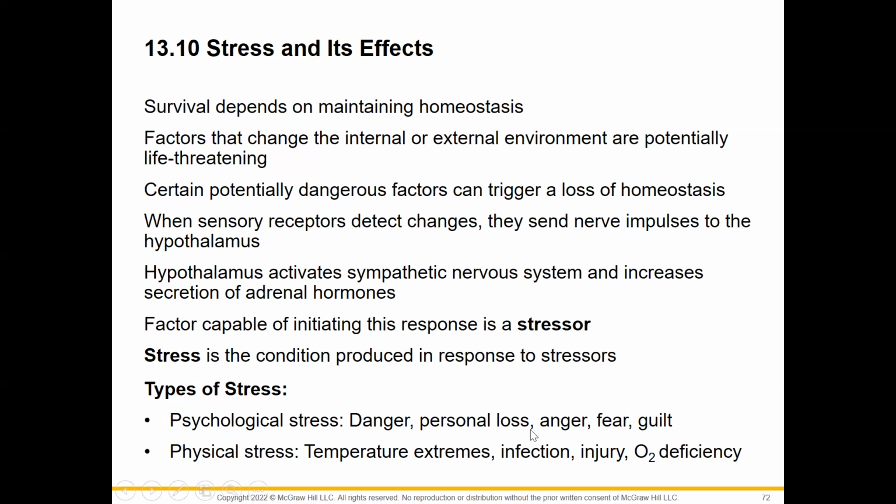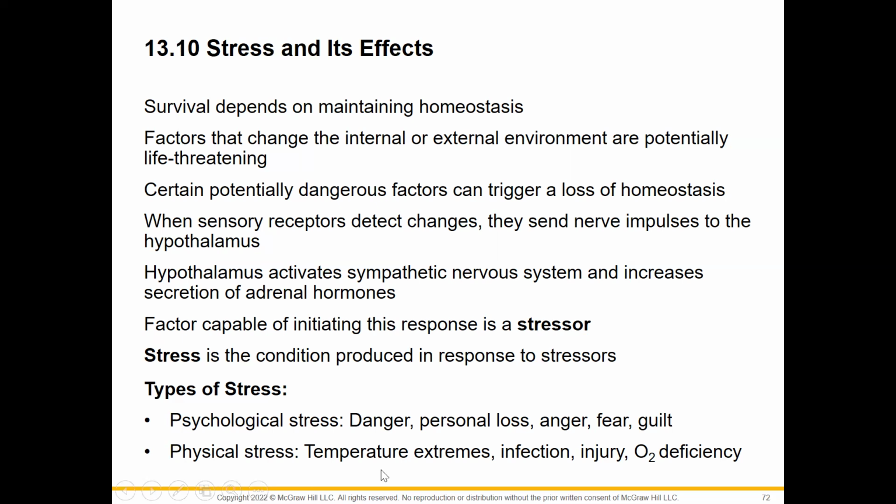A psychological stressor can be anger, it can be fear, or it can be guilt. Any of those can cause stress. And you notice those are all mental and emotional. Those are all in your head. They're important, but they're actually in your head. Psychological stressors.